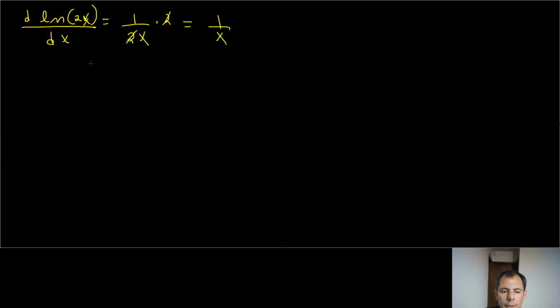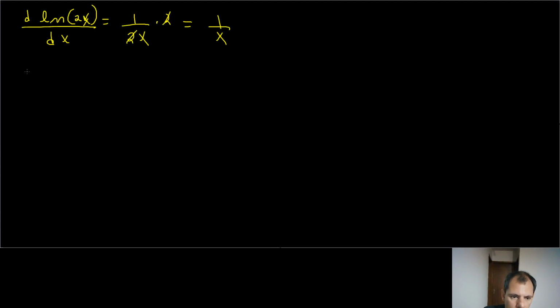Okay, now let's do some exercises here. The derivative of ln 2x with respect to x. Now, the outer function is the natural logarithm, the inner function is 2x. So you differentiate the outer function, then you differentiate the inner function, right? So it's going to be 1 divided by 2x times the differentiation of the inner function, which is just 2. You cancel this, and you get 1 divided by x.